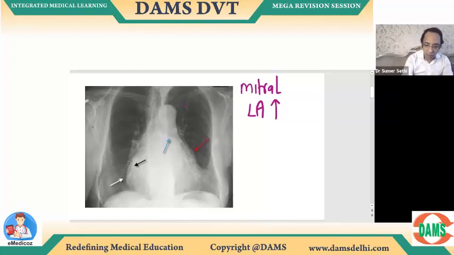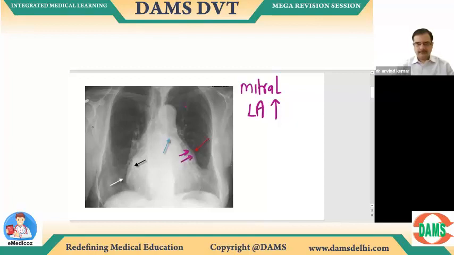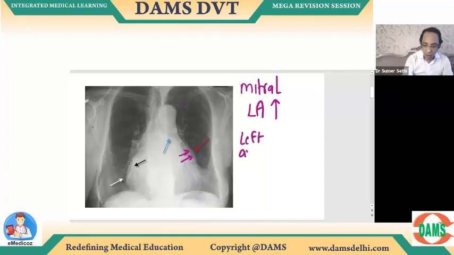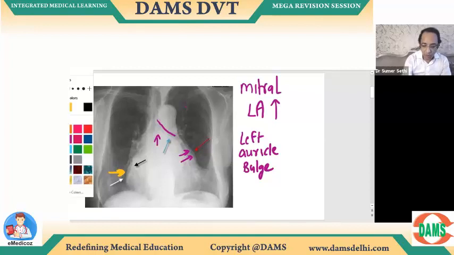The earliest feature will be this bulge in the left auricle. This is your third Mughal sign, or straightening of the left heart border. This is your left auricular bulge. Second thing is, because the left atrium is related to the carina, the carinal angle will become widened. You can see in this X-ray the carinal angle is widened and the left main bronchus is lifted up. Third thing to remember here is that normally in the chest X-ray, the right cardiac border is formed by the right atrium. But I'm sure all the children today are able to appreciate in this X-ray a double atrial shadow.